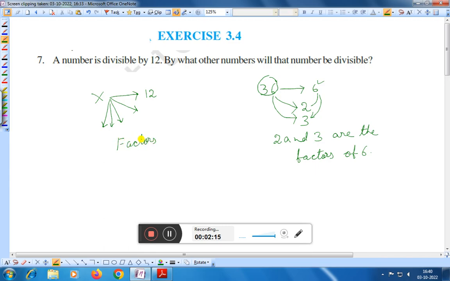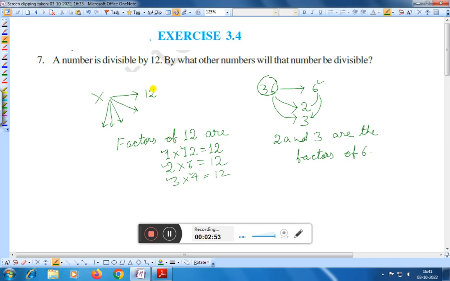Factors of 12 are: 1 into 12 is equal to 12, 2 into 6 is equal to 12, and 3 into 4 is equal to 12. Therefore, these are the factors: 1, 2, 3, 4, 6 and 12.